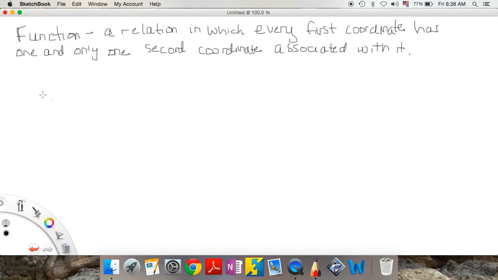So for example, if we have a relation like this, where we have a list of ordered pairs, we look at this and we know it's a relation because it's a list of ordered pairs, and that's what a relation is. But it's not a function.